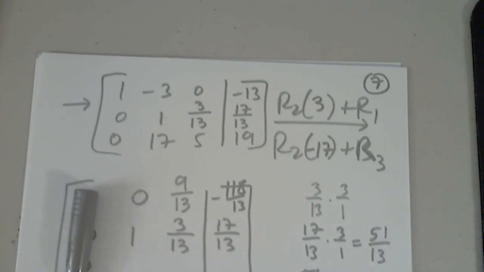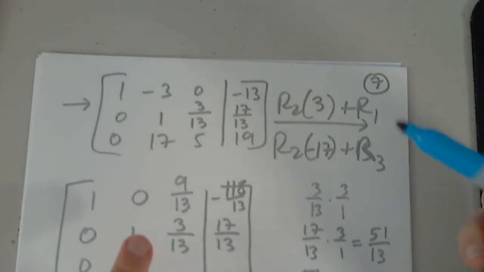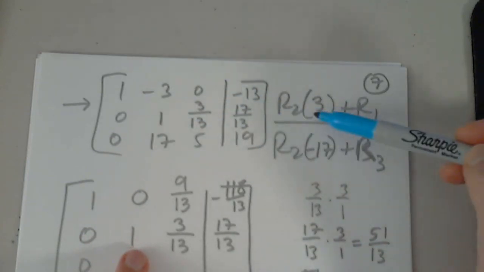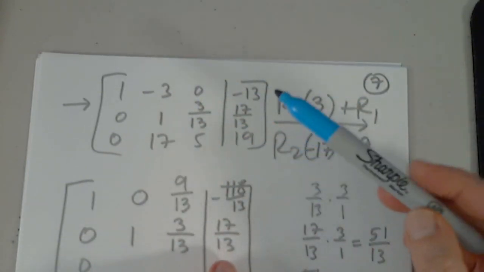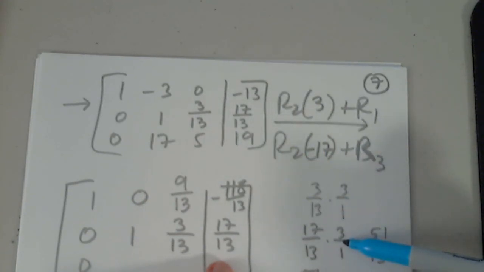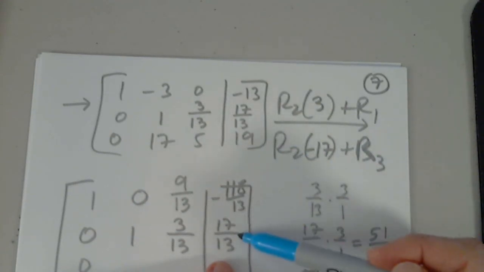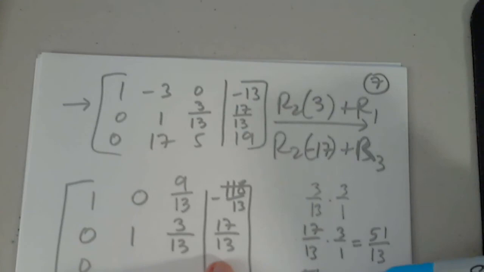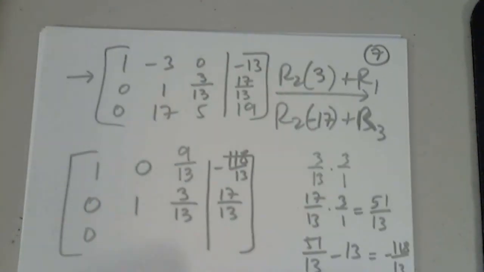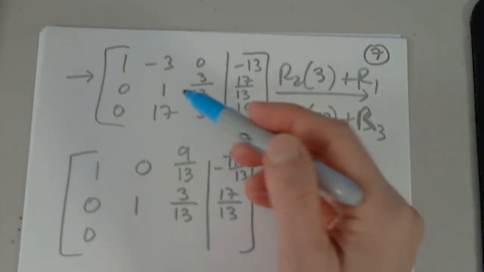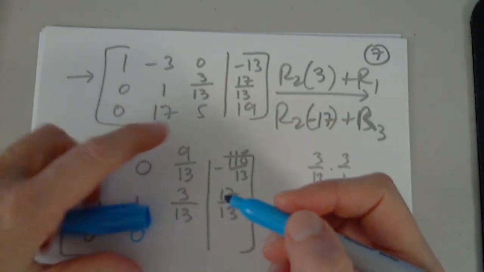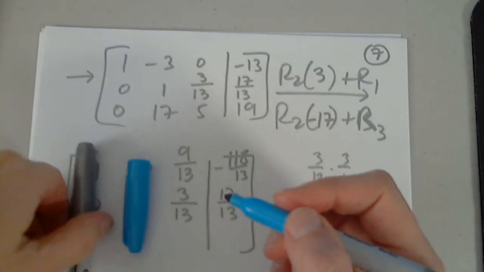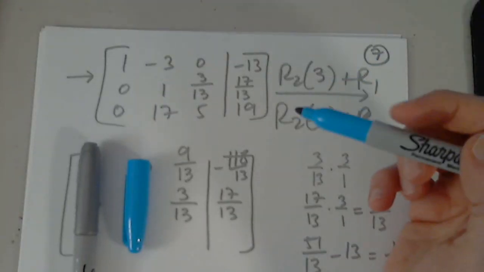Okay. I'm checking. So 1 times 3, that's 0. So 9, yes, that's correct. Here I had to multiply 17 over 13 by 3, and I got 51 over 13. But then I have to subtract 13, so I got that. Perfect. Now, negative 17 plus 17, that must be 0. So from now on, I shouldn't even look at these. They're gone. Done and over with.